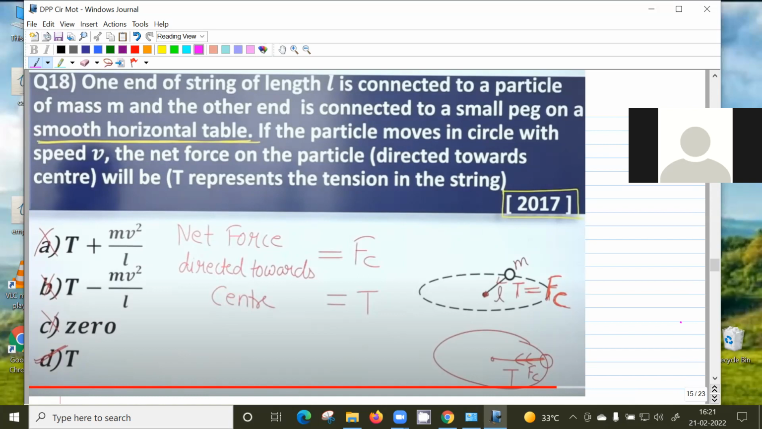Got the answer? That is centrifugal force. Centrifugal force is a pseudo force, and that will give the tension of the string. This is a theoretical question. Centrifugal force is not a real force, it's a pseudo force. So the only force is the tension. Tension is the one providing the net force on the particle. Yes, sir.